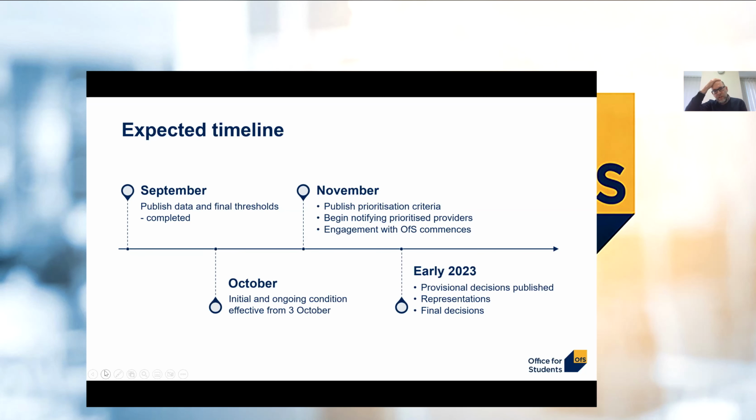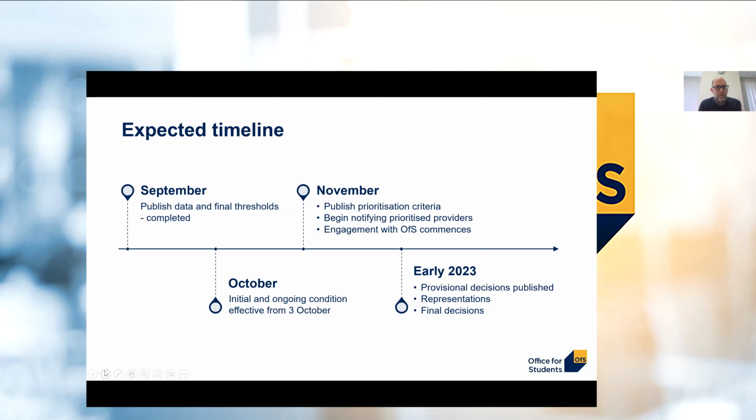So you've got an expected timeline on your screen. Just wanted to give you a quick update on where we're at. So we published data and thresholds in September. The initial ongoing condition came into force in October, on the 3rd of October. And now we're in the third bullet in November. And you've had the condition itself and your data for a month now. The first thing to say is that we're expecting to set out our prioritized categories in the next 2 weeks. So you can expect to have those by mid-November.